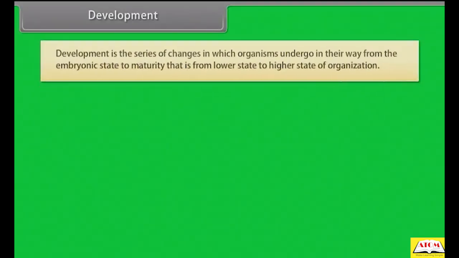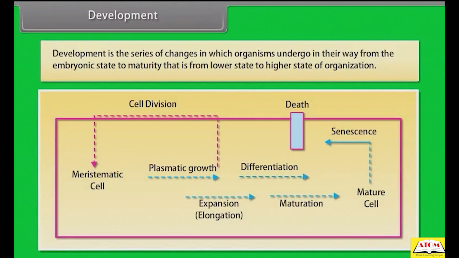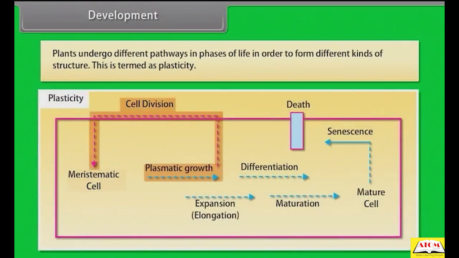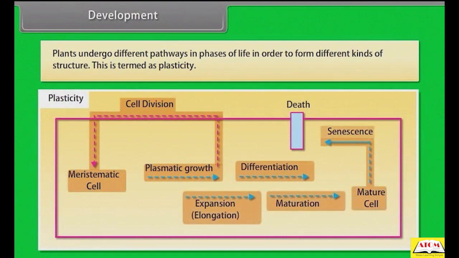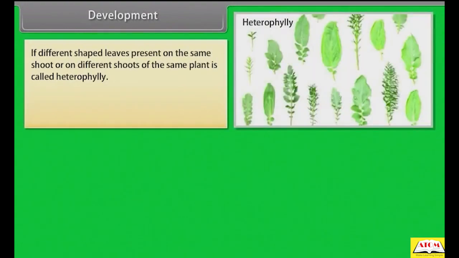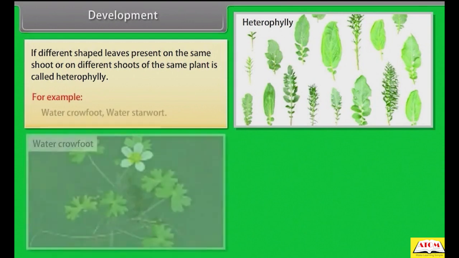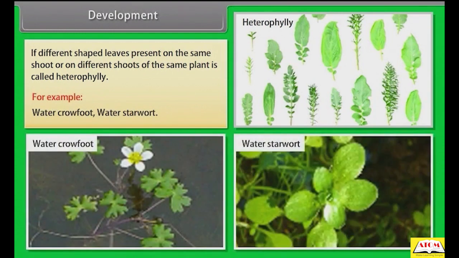Development. Development is the series of changes which organisms undergo in their way from the embryonic state to maturity, that is, from a lower state to a higher state of organization. Plants undergo different pathways in phases of life in order to form different kinds of structures. This is termed plasticity. If differently shaped leaves are present on the same shoot or on different shoots of the same plant, it is called heterophyly. For example, water crowfoot, water starwort.